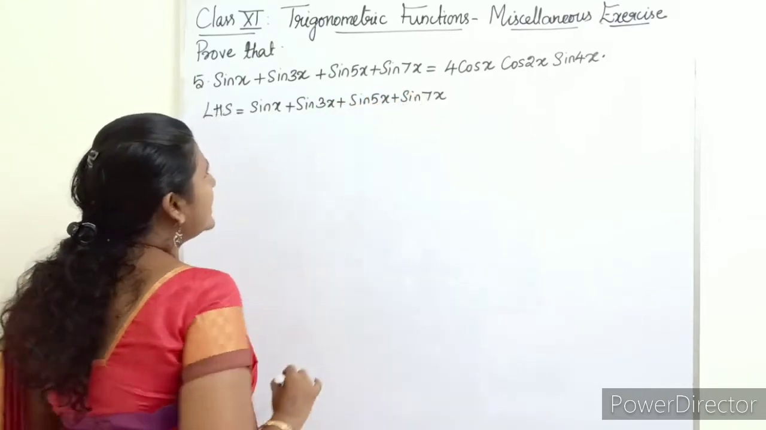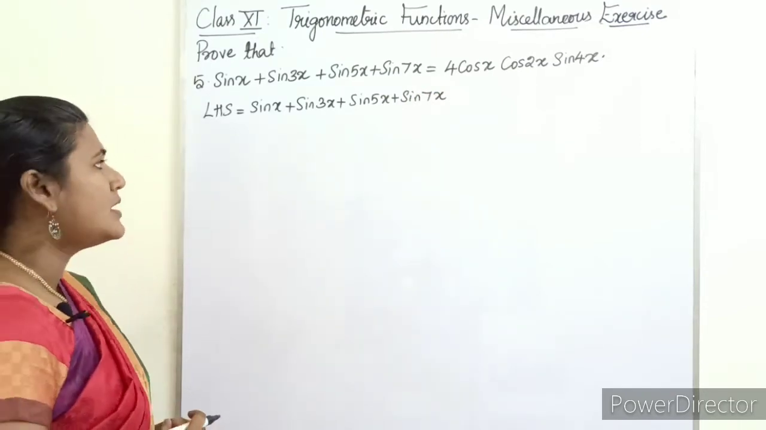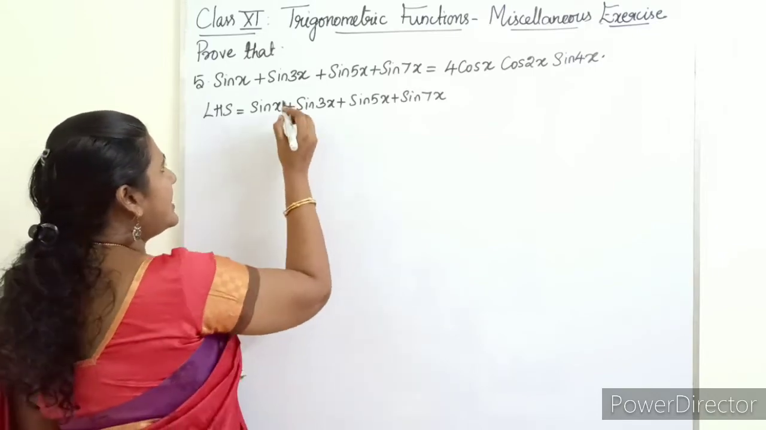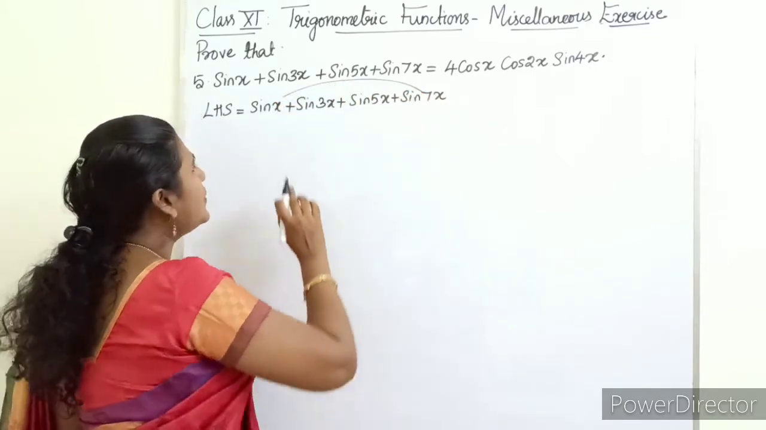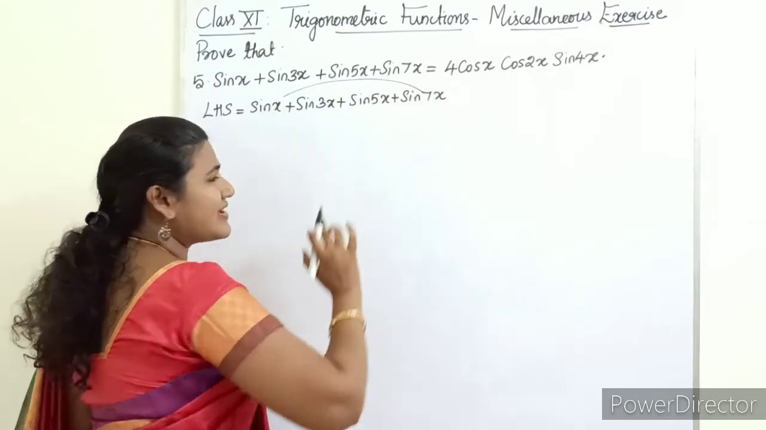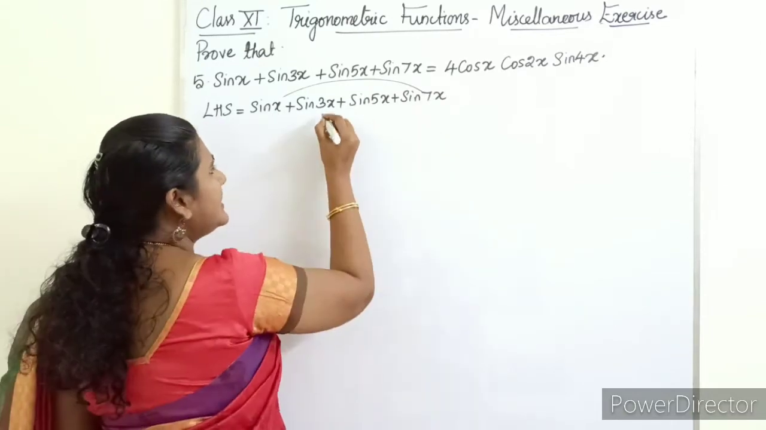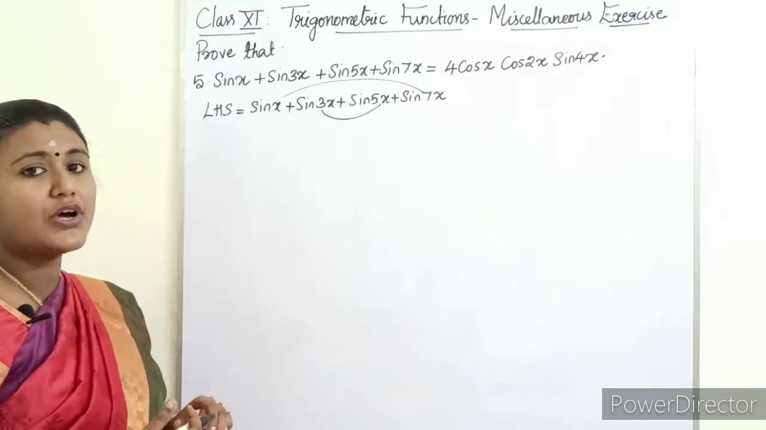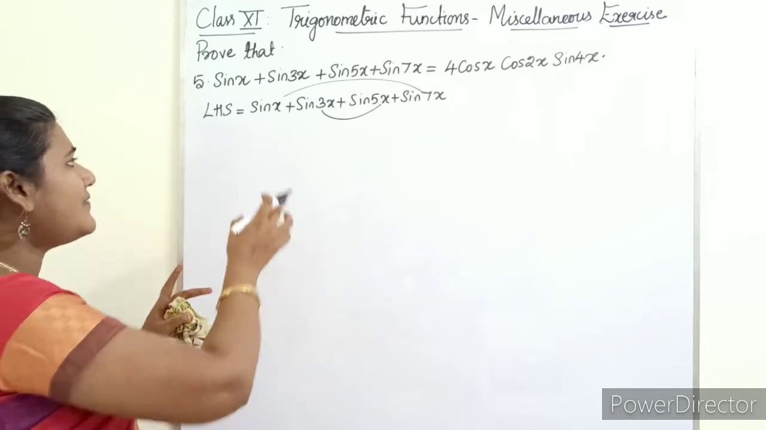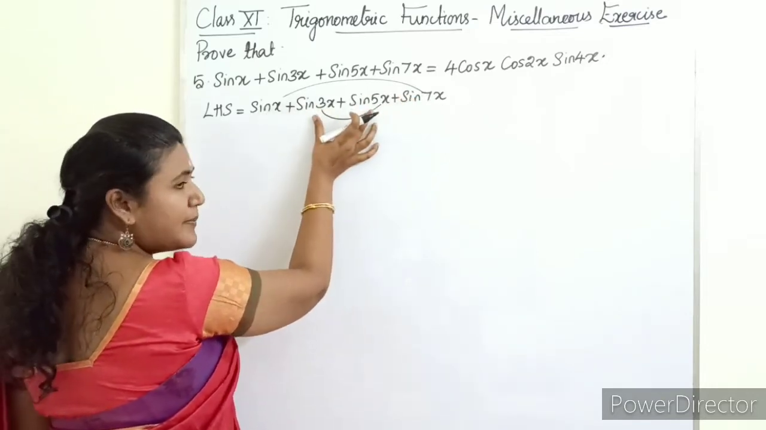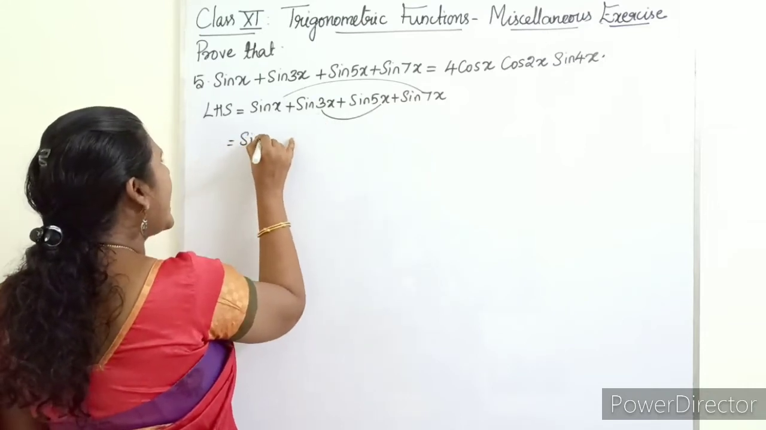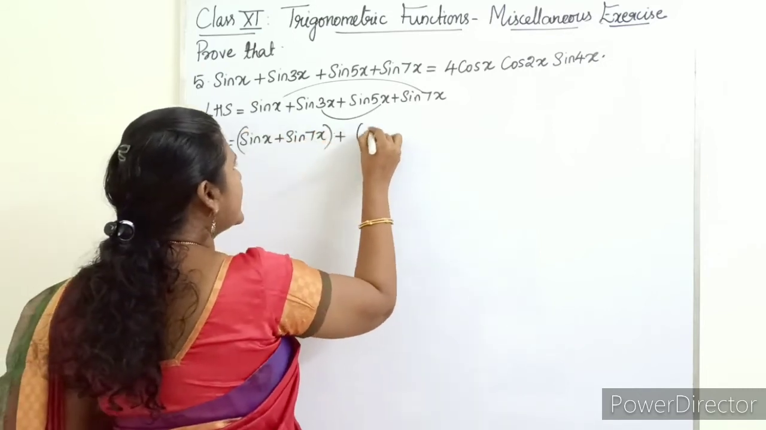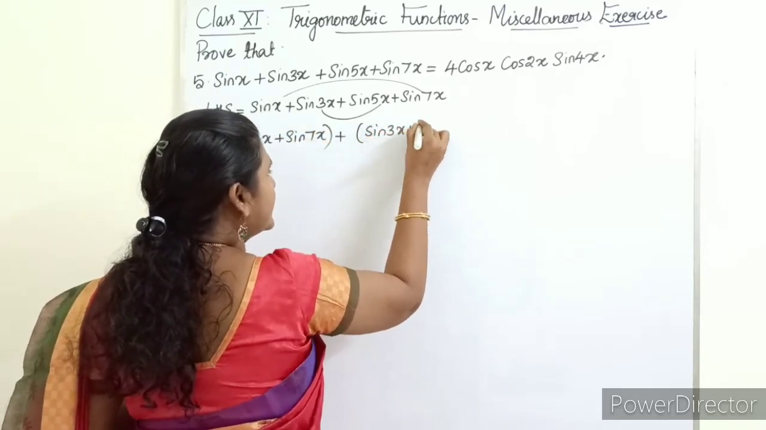So here if you see, there are 4 terms in the left side. So we have to group 2 terms together. So how will you choose the terms? See here, first and the last one, if you add the angles, that is x plus 7x, you will get 8x. Similarly, the middle 2 terms, if you add the angles 3x plus 5x, you are getting 8x. So we will group these two, first and the last and the middle 2 terms, and we will use the identity. So sin x plus sin 7x plus sin 3x plus sin 5x.